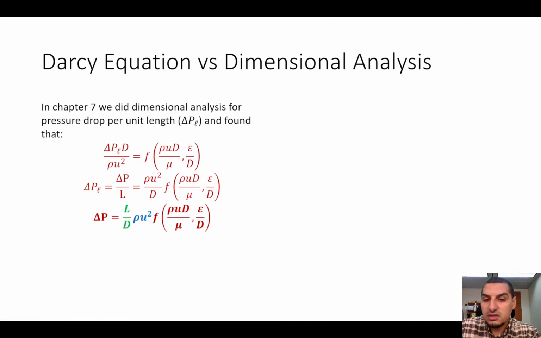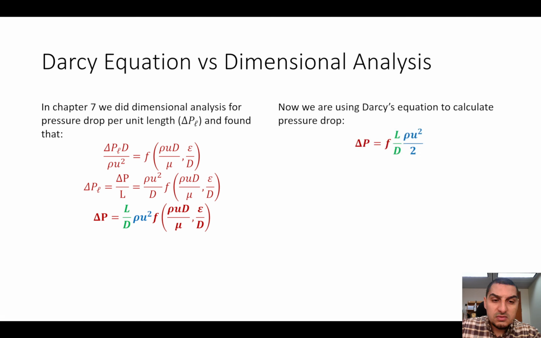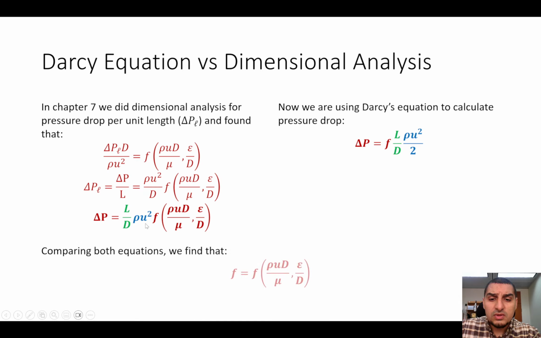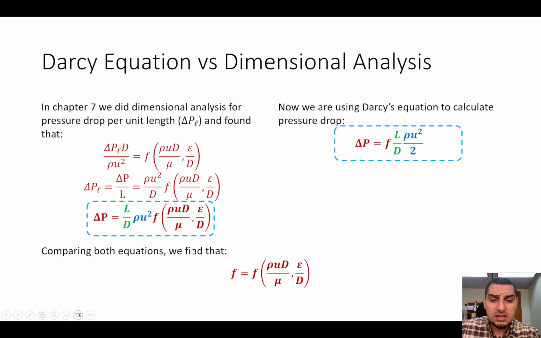Now when we look at Darcy's equation, this is what we find. You see that there are common things: we have L over D here and L over D there, and rho U square here and rho U square there. So by combining these two equations we expect that f is a function of Reynolds number and epsilon over D. This is a simple comparison between the results of the dimensional analysis and Darcy's equation. And this is actually what will happen: we will see that this friction factor is a function of both.